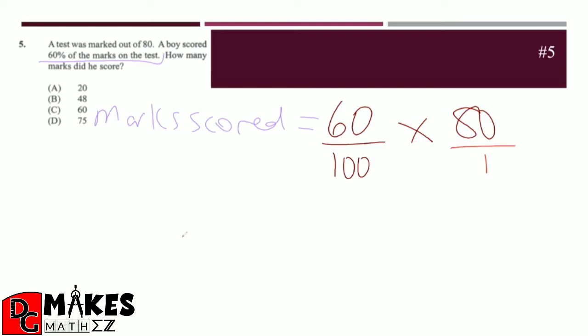Some persons like to make everything fractional, so you can go ahead and do that. You can now find the numbers that can go into the numerator and denominator at once. So you can say 10 into 60 goes 6 times, 10 into 100 goes 10 times. You can also say 10 into 80 goes 8 times, 10 into 10 goes 1 time. And then that would have given us 6 times 8, which is 48, over 1 times 1, which is still 48. Our answer is B. And we go to our final question.